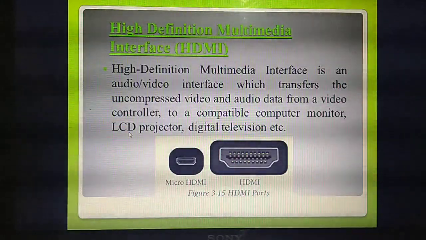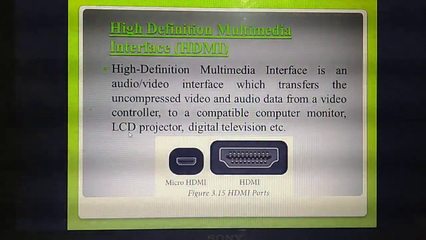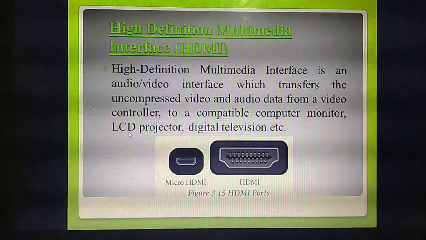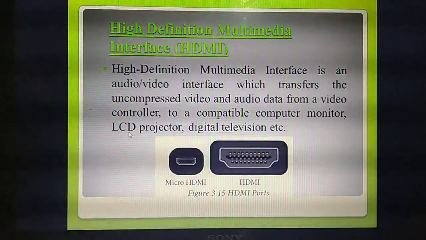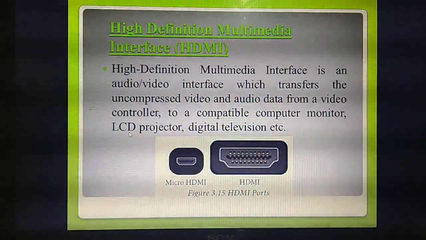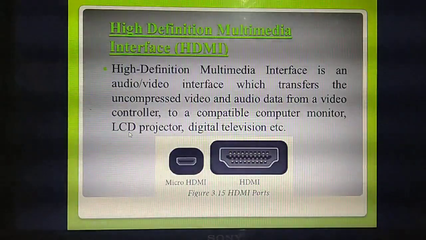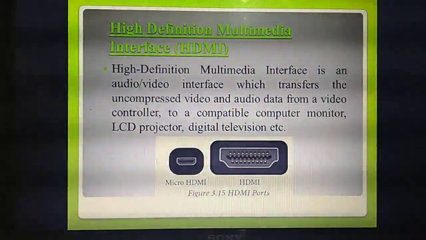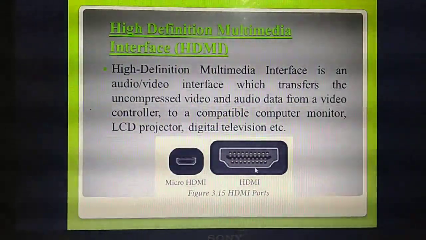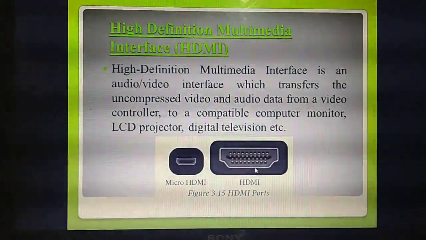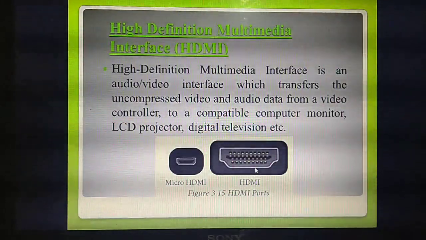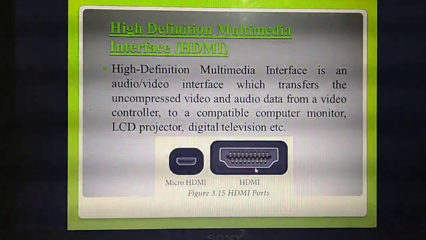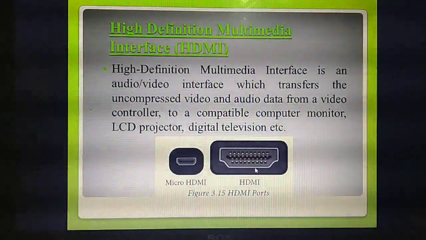For example, a film shooting center takes the films and needs to insert the footage into the computer. Using this port, you can send video and audio to the computer. This is called the HDMI port. From the computer you can view through a monitor, LCD projector or digital television. Nowadays you can connect your laptops to your LED TVs.